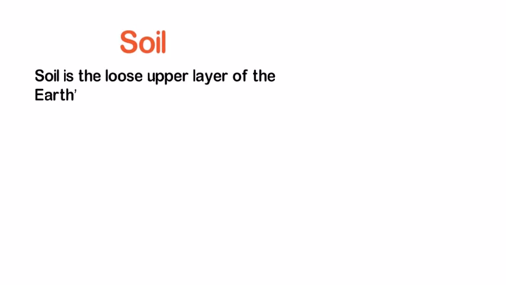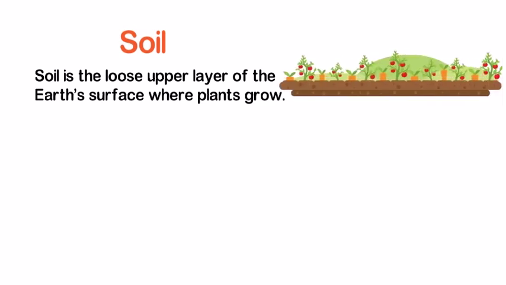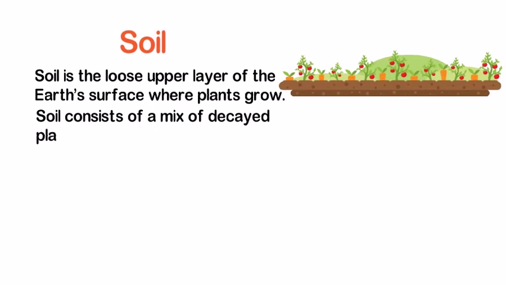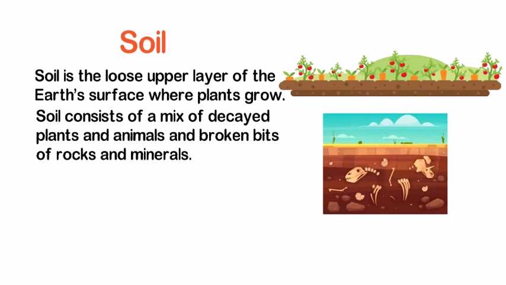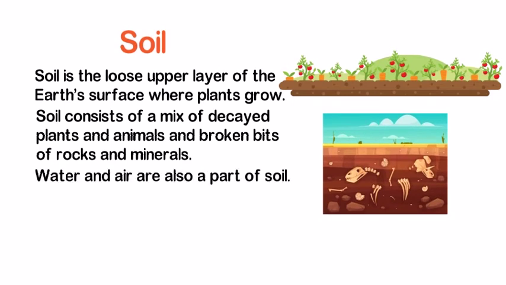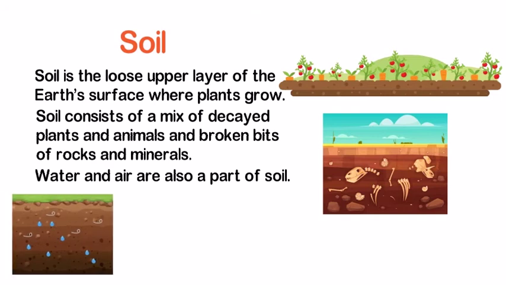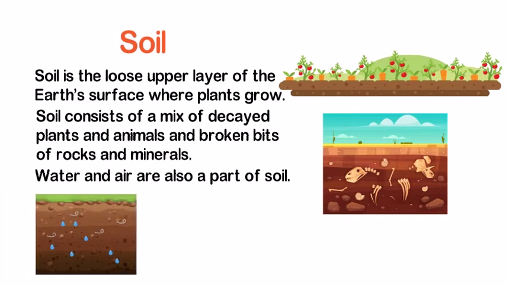Soil. Soil is the loose upper layer of the Earth's surface where plants grow. Soil consists of a mix of decayed plants and animals and broken bits of rocks and minerals. Water and air are also a part of soil. Soil differs from place to place.